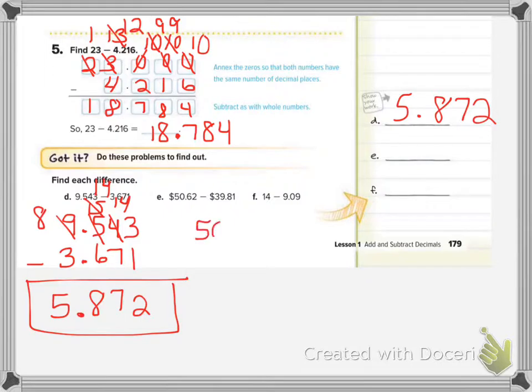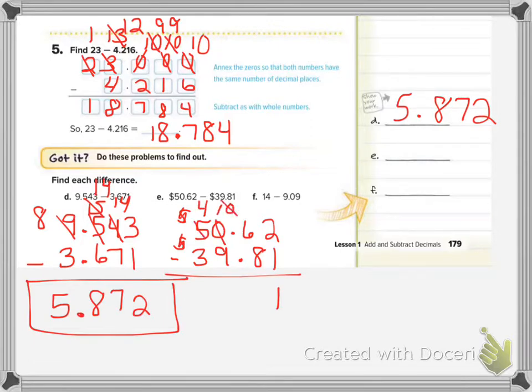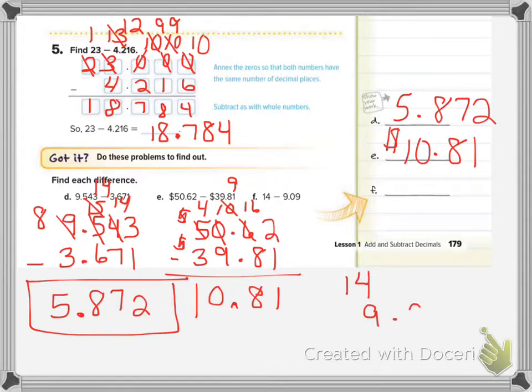Letter E, we have 50.62 minus 39.81. And we have money here. So 2 minus 1 is 1. We can't. We got to borrow. 10, 9, 16. 8 plus 8 is 16, so I know that that's going to be an 8. Bring down my decimal. 9 minus 9 is 0. 4 minus 3 is 1. So my answer for letter E should have been $10.81. Do not forget your labels. If you forget your labels, your answer is wrong.